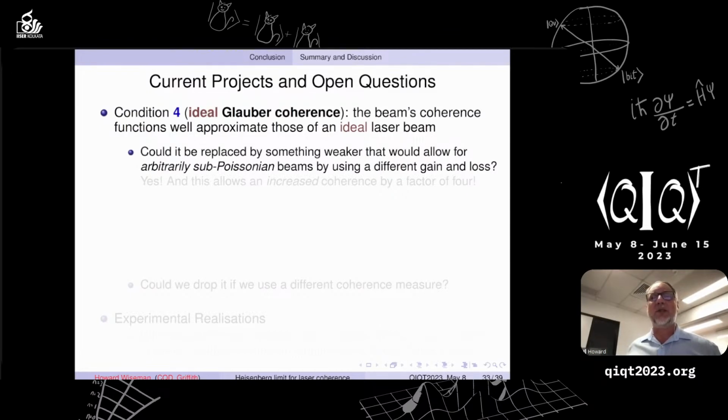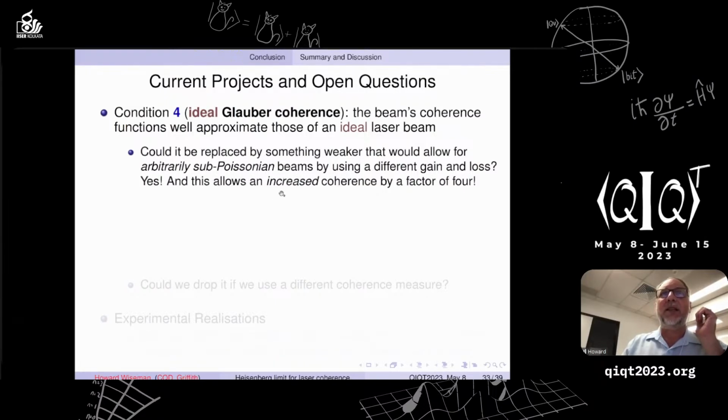So one question you could ask to begin with is, can we replace it by something weaker that would, for example, not imply that the beam is Poissonian, because one is interested in sub-Poissonian beams, that is beams with reduced intensity fluctuations. They have particular applications. So could we replace this condition by something that could even allow arbitrarily sub-Poissonian beams? And the answer turned out to be yes.